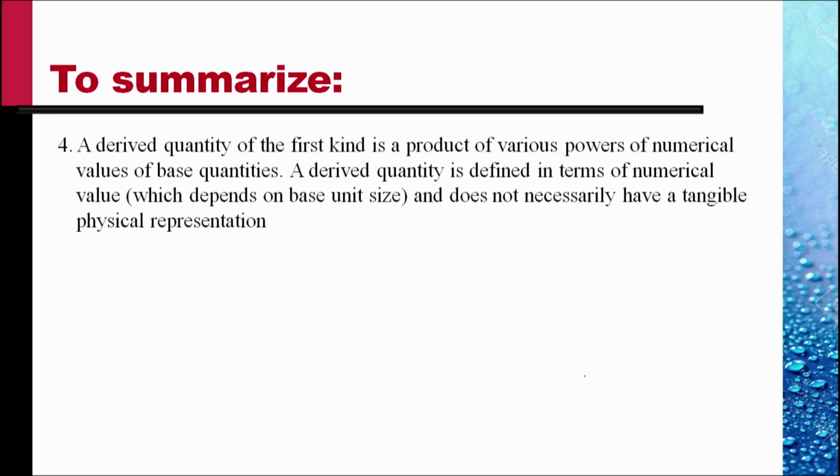A derived quantity of the first kind is a product of various powers of numerical values of base quantities. A derived quantity is defined in terms of the numerical value, which depends on the base unit size, and does not necessarily have a tangible physical representation. It should have, but it's not necessary that it always have. And when it does not have a tangible physical representation, it is not a physical quantity.